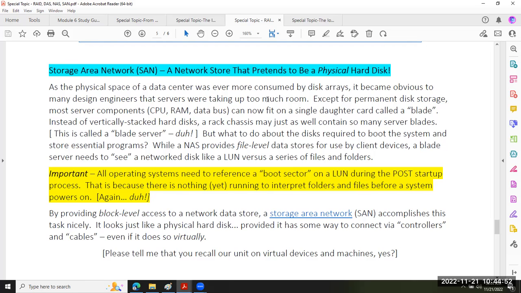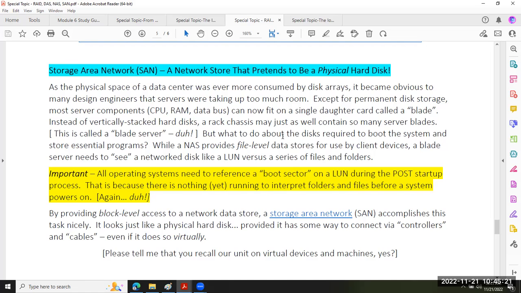We want our hard disks on the network to appear to be locally attached, like direct attached storage, but they're still on the network. What they came up with was an innovation known as SAN, a storage area network, which allows the network store to pretend to be a physical hard disk as if it were directly attached.